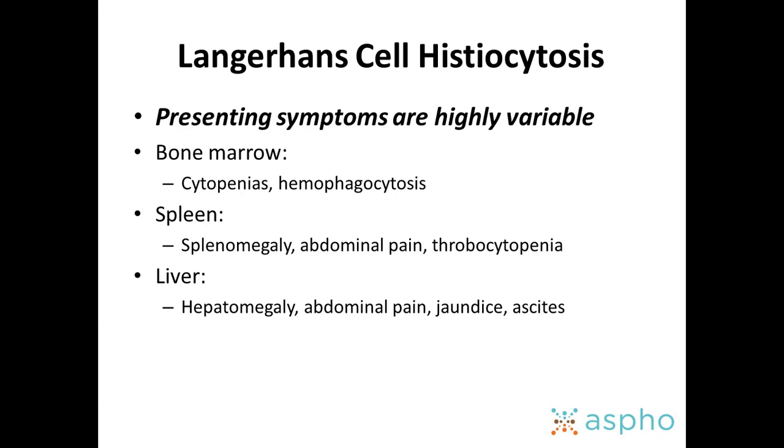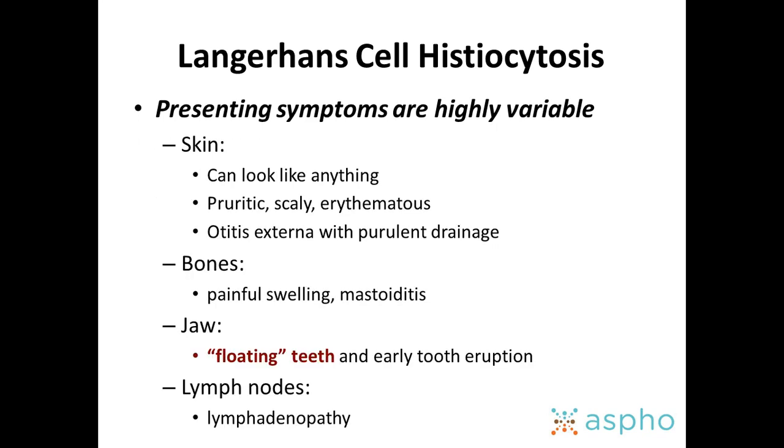Spleen can be involved, which usually shows up as splenomegaly. It can also cause problems with thrombocytopenia. And then the liver can be a severe problem with not just hepatomegaly, but biliary obstruction, jaundice, ascites, and even there's a late finding of sclerosing cholangitis that can require liver transplant.